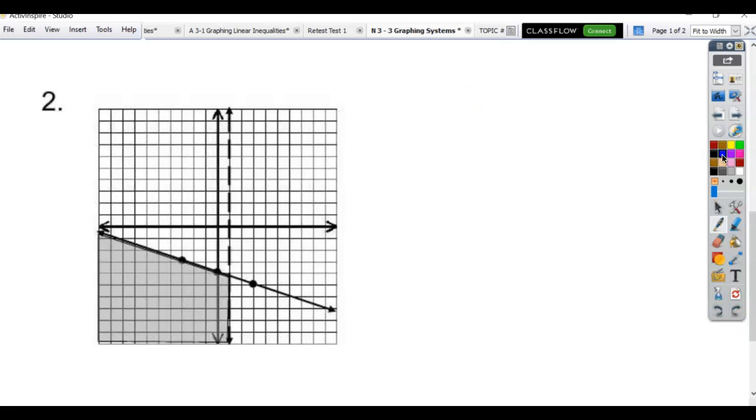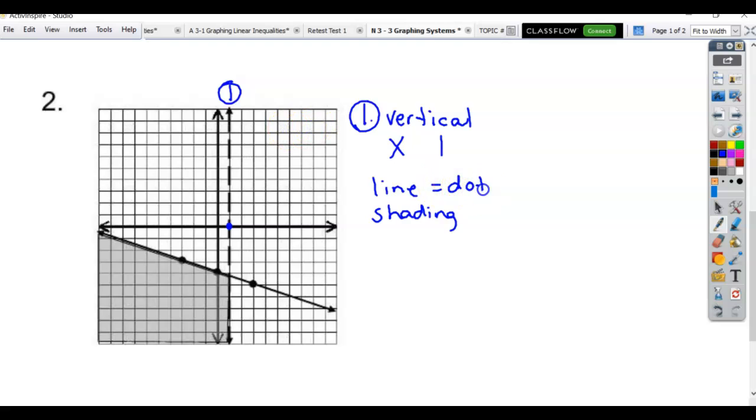All right, number 2. Okay, so I have two equations. Let's start with this vertical line. We know it's an x line. Well, you think, what is x equal to on that line? What is x equal right there? It's a 1. Now let's look at what line type and shading. It's a dashed line, so we know the inequality is not going to have a line under it. Then if you take a look at where it is, it's shaded this way, which is left. Remember, vertical lines shade left and right. So left is actually a less than. So I'm going to put a less than. That right there is the inequality of the vertical line.